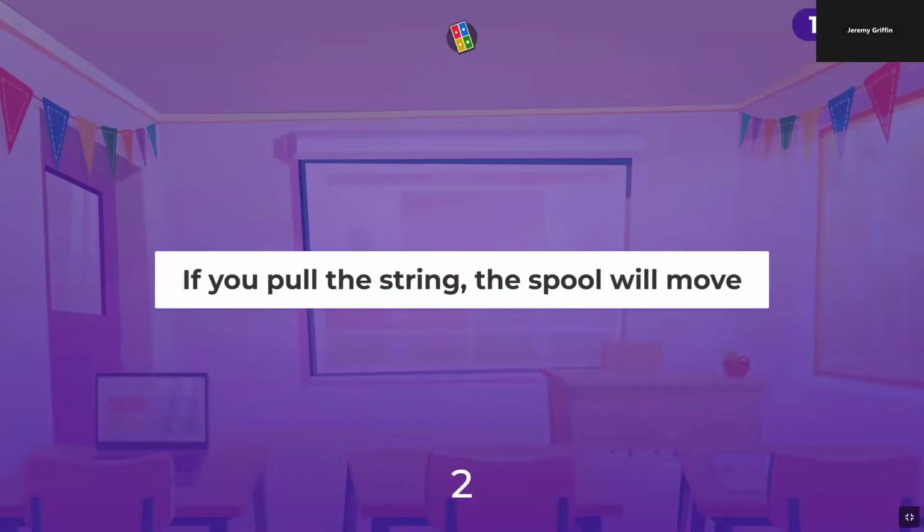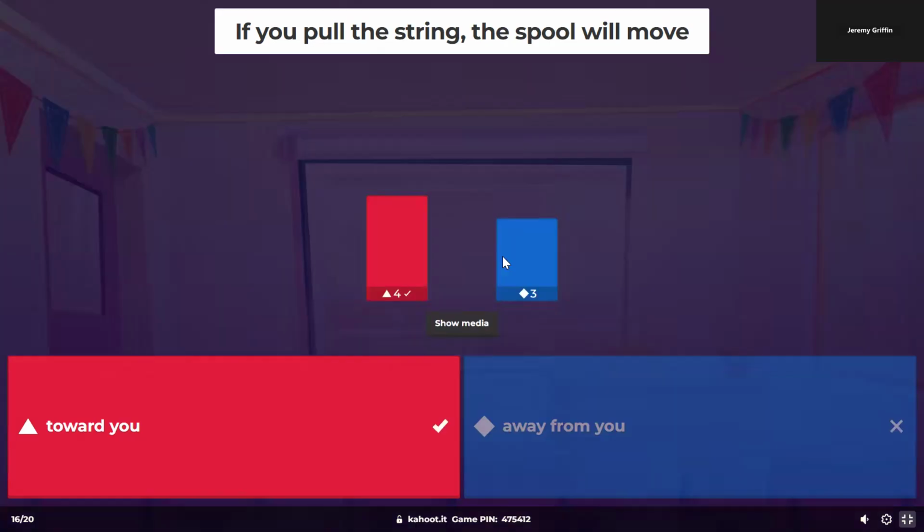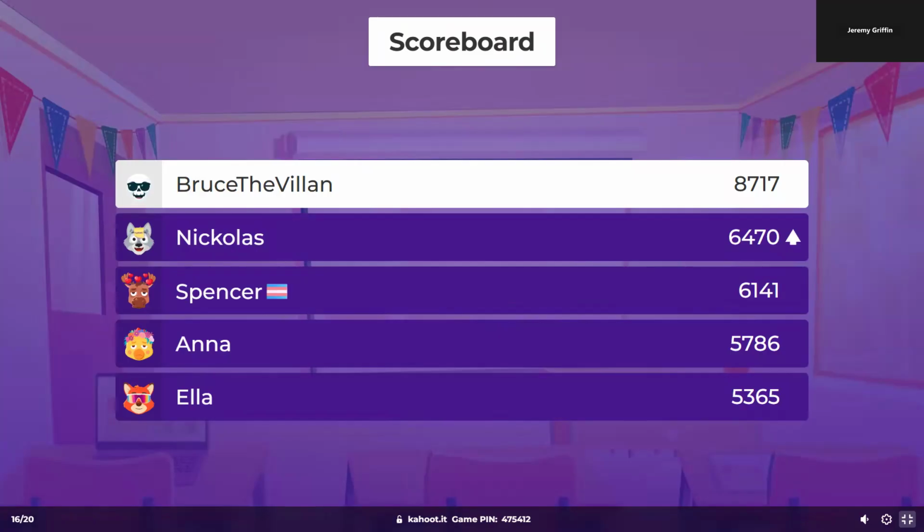You pull the string, the spool will move. You guys remember that spool I pulled out the other day? Let's say the table down here is at the bottom. There's some friction with the table at the bottom. You pull to the left, it moves to the left towards you. Right, moves towards you. Pull to the left, moves to the left.